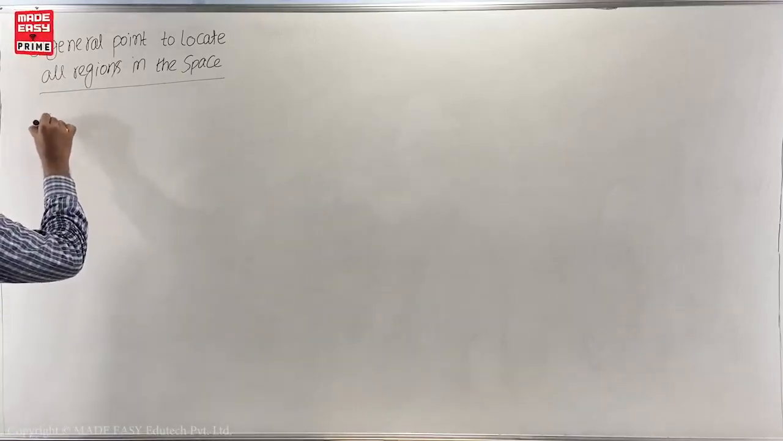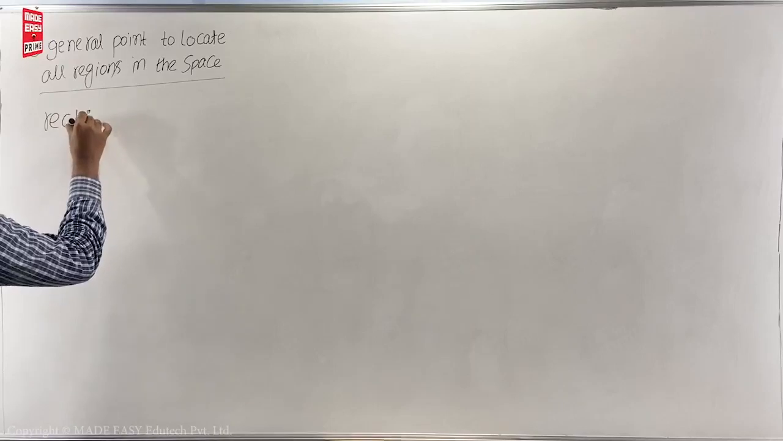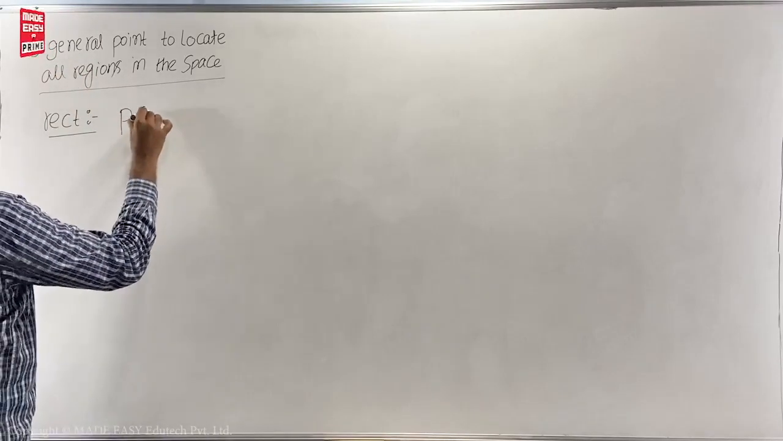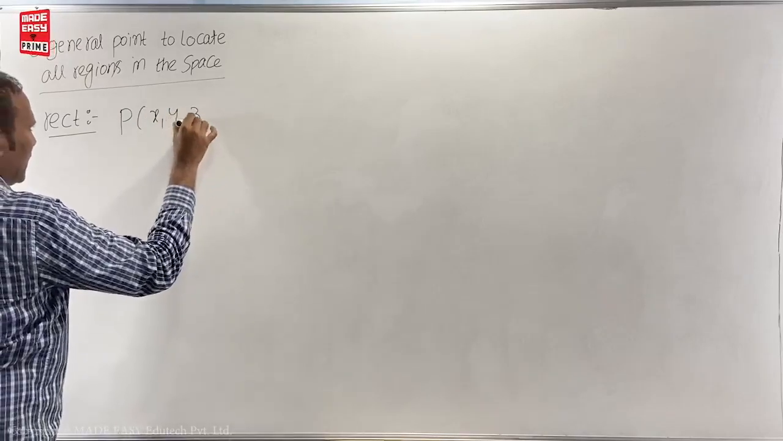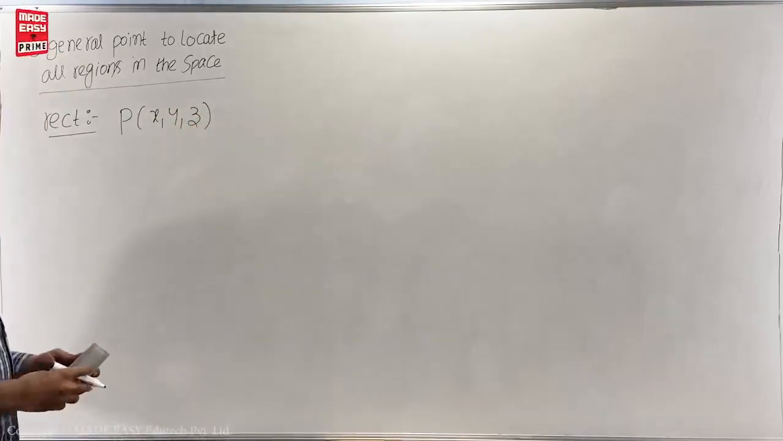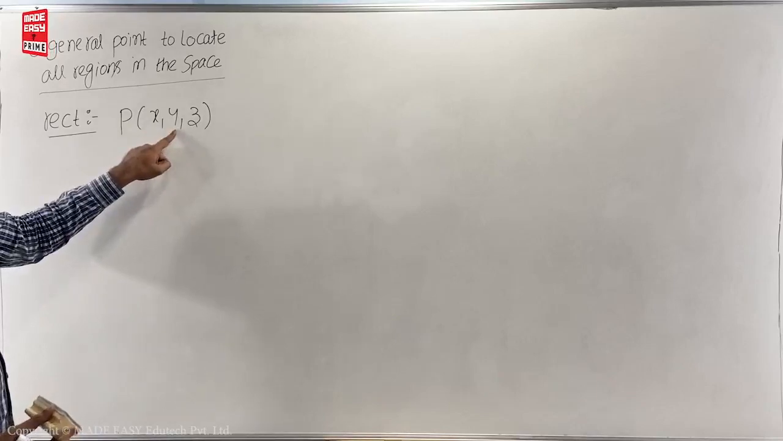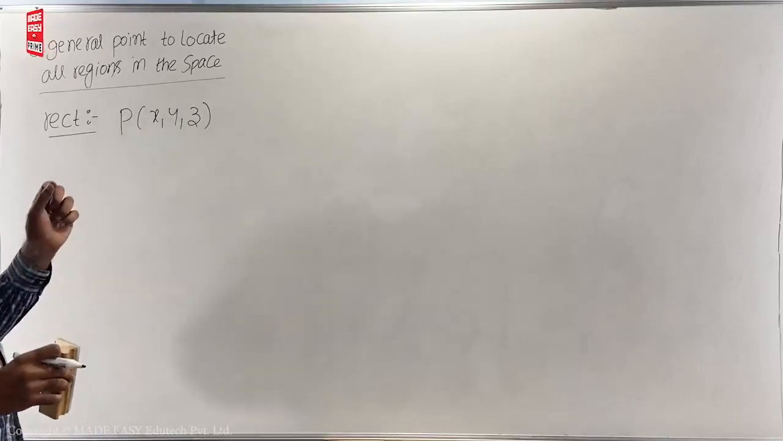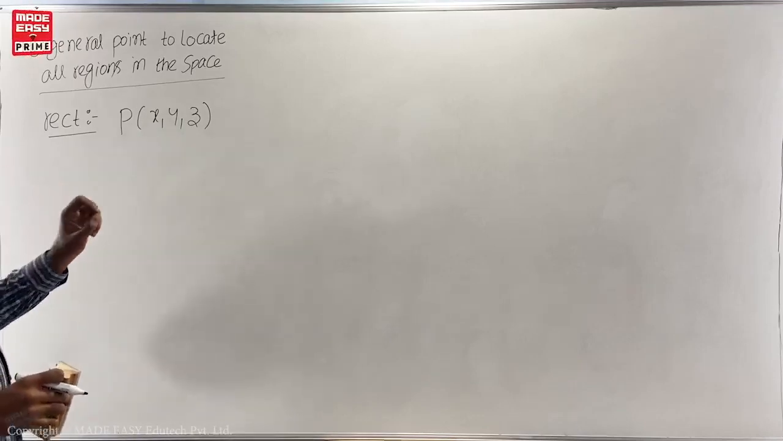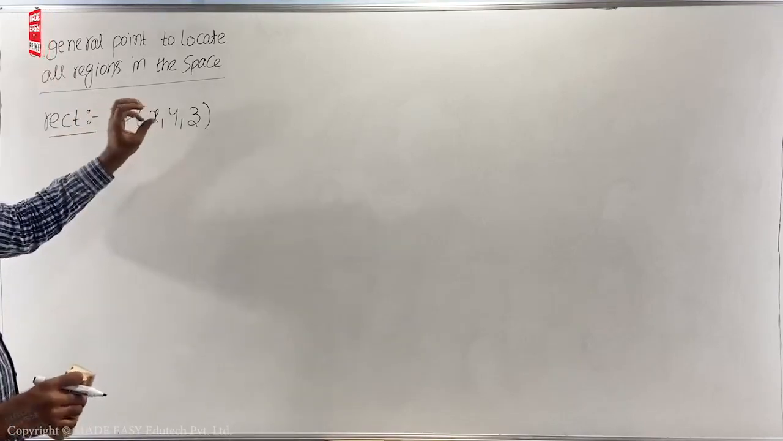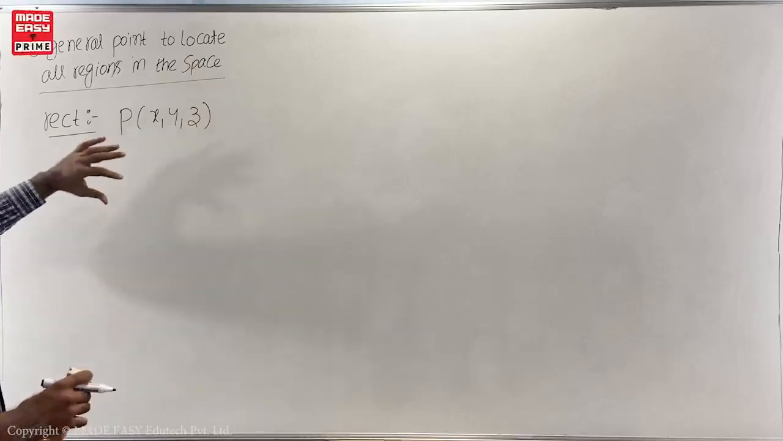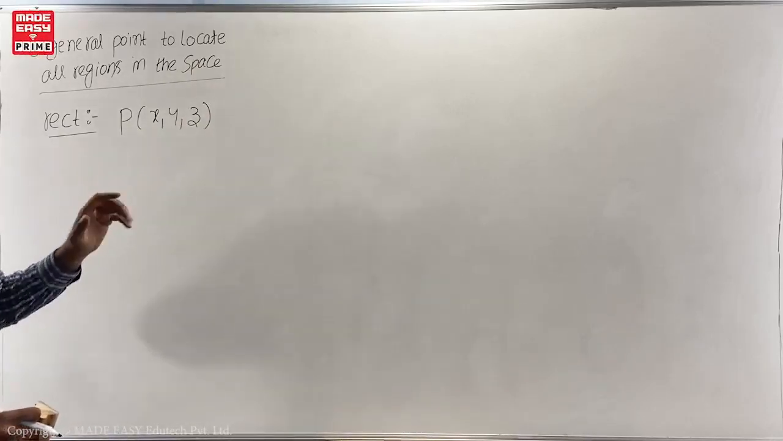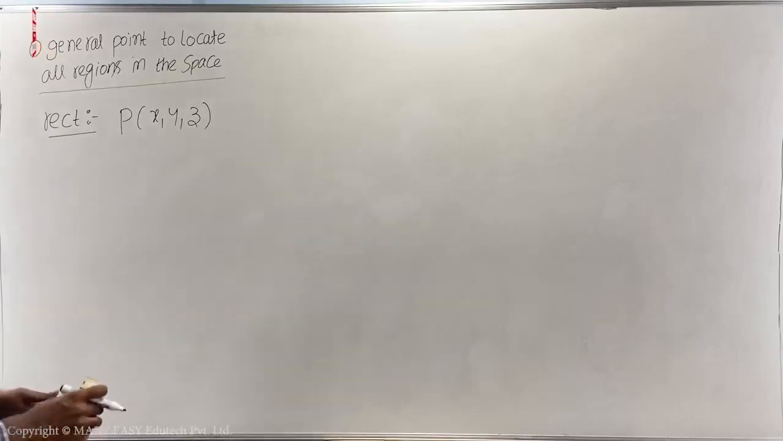So in the rectangular coordinate system, the general point is P(x, y, z). By changing x values, y values, and z values, you can locate any point in the universe. Universe means space actually. Here x represents length, y represents width, z represents height. So no need to write them.